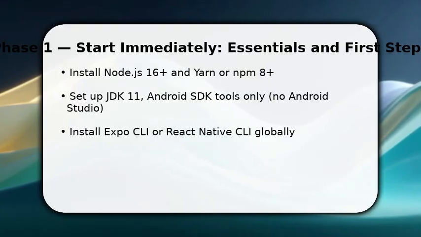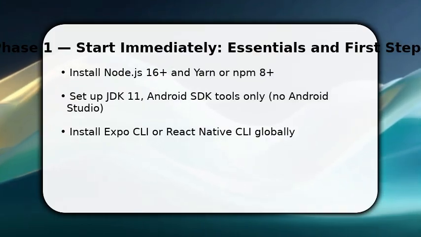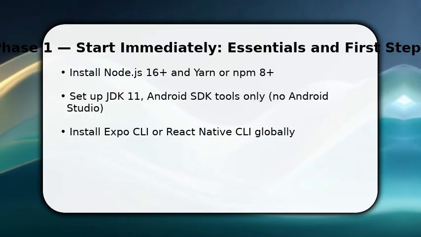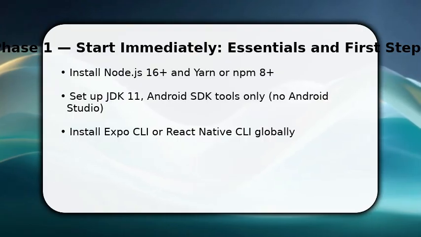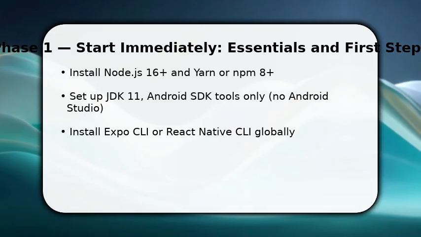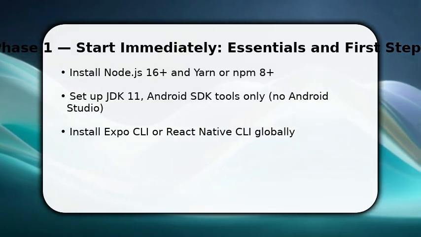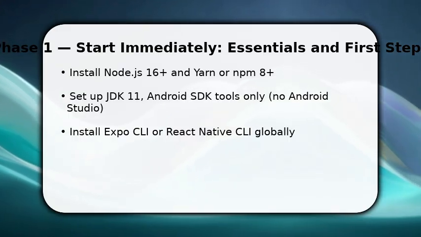You start by preparing the essentials: Node.js, a Java Development Kit, and your CLI tool of choice. Install JDK 11 and minimal Android SDK command line tools. This avoids Android Studio. Once done, install Expo CLI or the React Native CLI globally so you can scaffold projects. Make sure to accept SDK licenses via SDK Manager. That step prevents emulator errors.